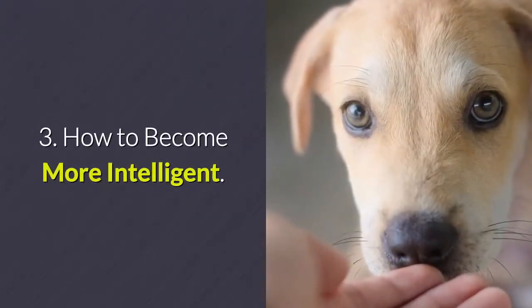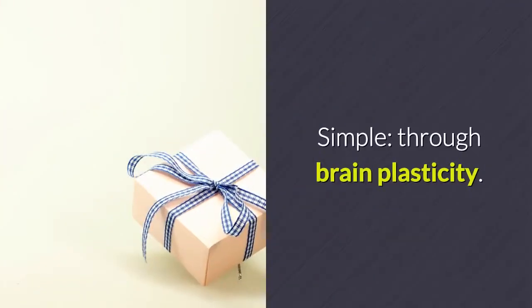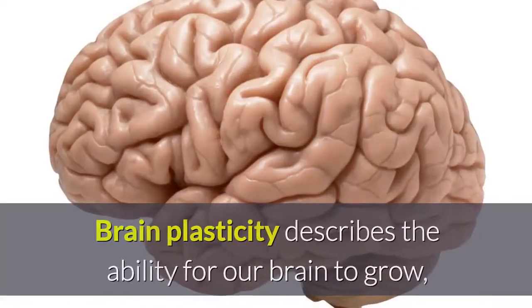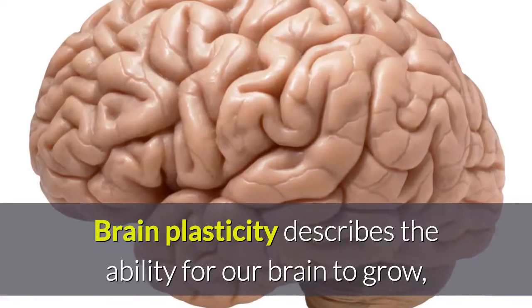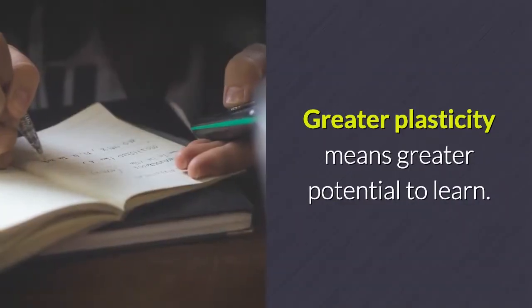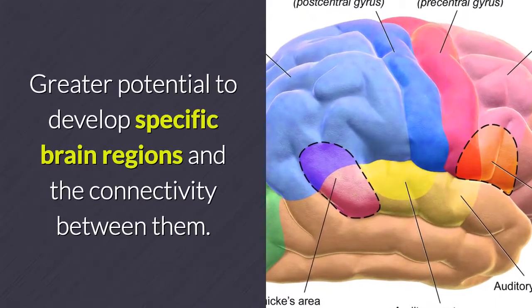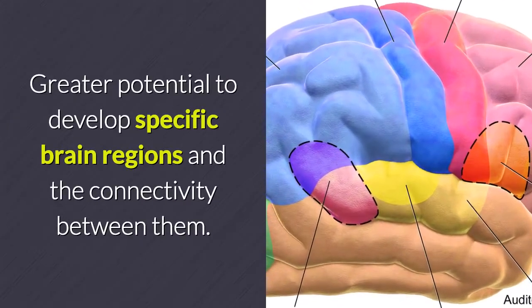3. How to become more intelligent. So how does this come about? Simple, through brain plasticity. Brain plasticity describes the ability for our brain to grow, adapt and change shape, right? Greater plasticity means greater potential to learn. Greater potential to develop specific brain regions and the connectivity between them.